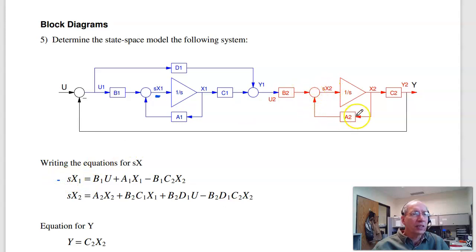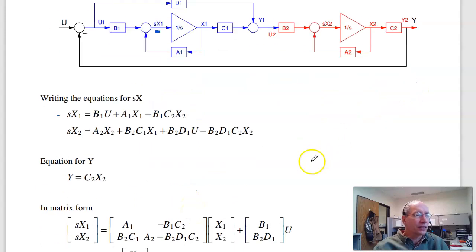Sx2 is A2 times x2 plus B2 times C1 times x1 plus B2 times D1 times u plus B2 times D1 times minus C2 x2. The order matters. With matrices, multiplication is not commutative. If you get the order wrong, MATLAB will give you an error saying the dimensions don't match up. Get the order right, the dimensions should work if you put this in MATLAB. The output then is C2 x2.